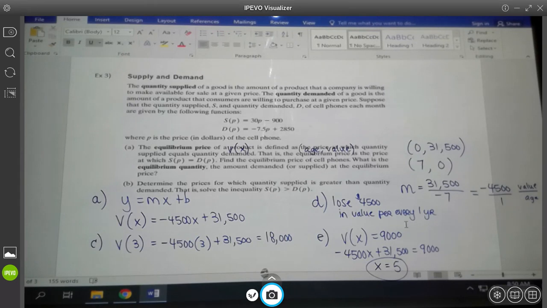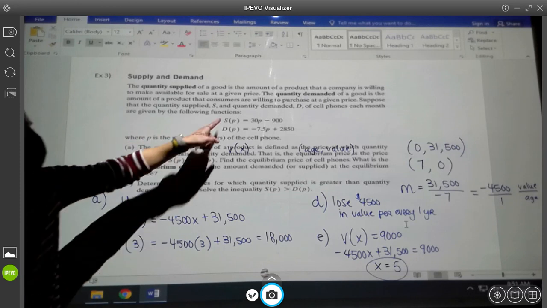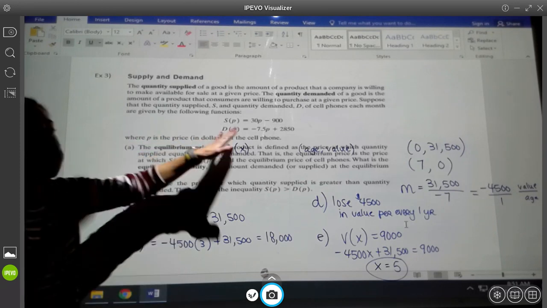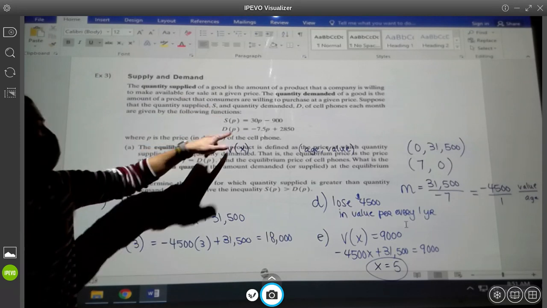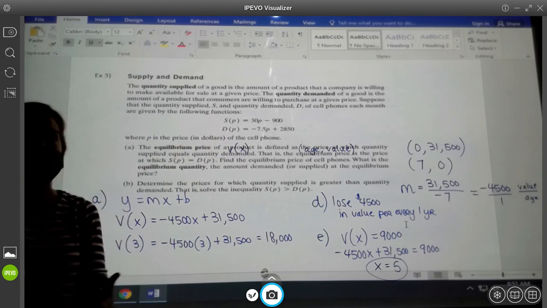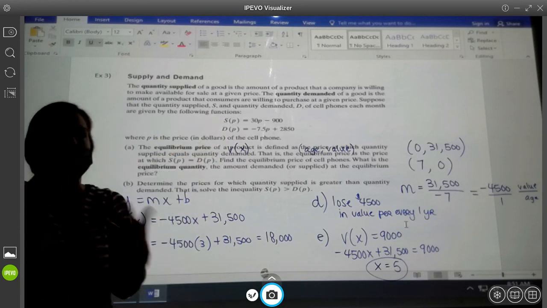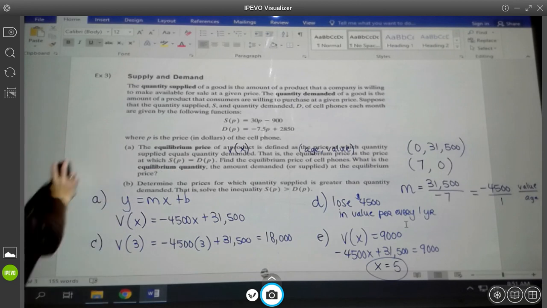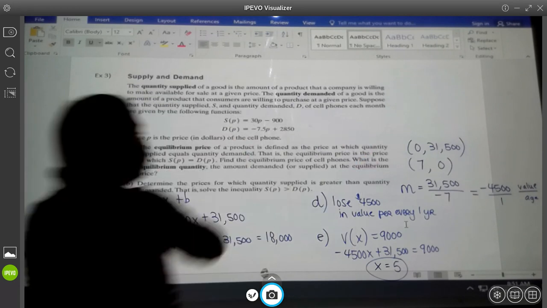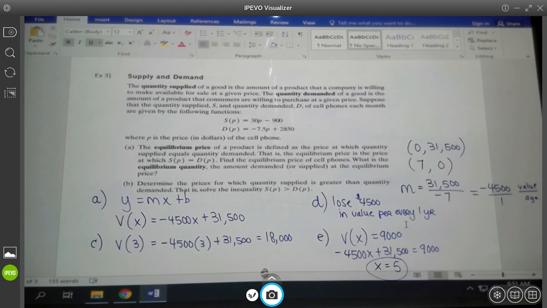Notice, both the supply and the demand depend on price. The amount the company is willing to make depends on the selling price, and the amount people are willing to buy depends on the selling price. It says the equilibrium price is defined as the price at which quantity supplied equals the quantity demanded. When supply equals demand is the equilibrium price. That is, the equilibrium price is the price at which S of P equals D of P. So they want us to find the equilibrium price of cell phones.